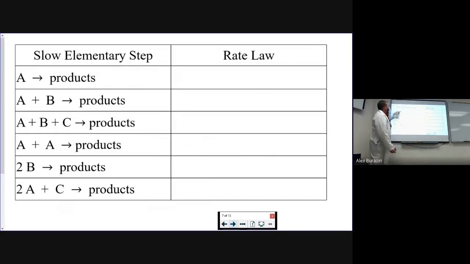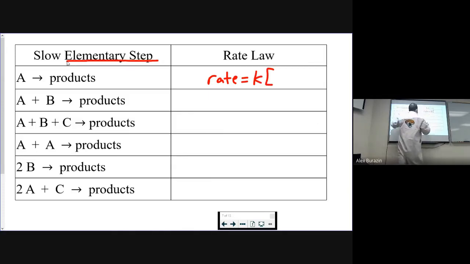Here are elementary steps. These are fake elementary reactions. If this were the slow step in a multi-step process, the rate law would equal k multiplied by [A] to the first. The reactants of the slow step will match the rate law. The reactants of the slow step will match the rate law, the equation.